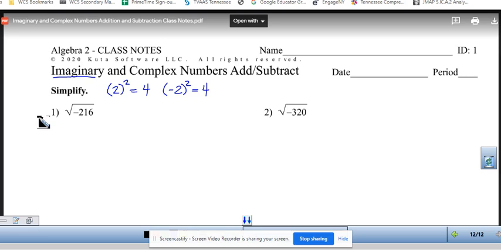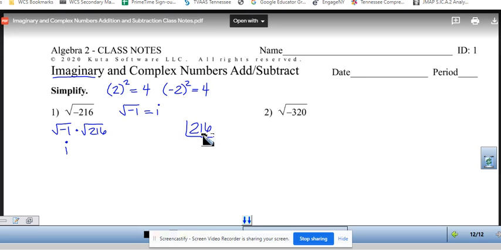So what Algebra 2 does is we assign a value to the square root of -1, and that value is i, which is the imaginary number. This allows us to pull the square root of -1 out of the problem and then solve it the way we did in past lessons. Square root of -1 is i, and then I can break down 216 so that I can find out what comes out of the radical and what stays inside.